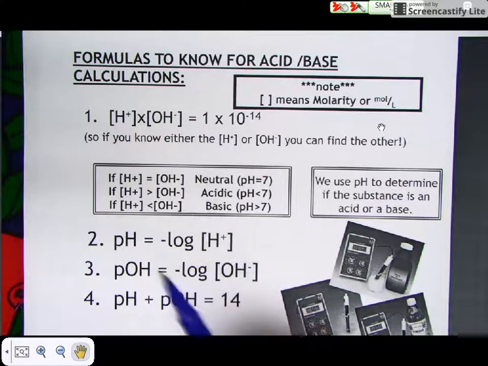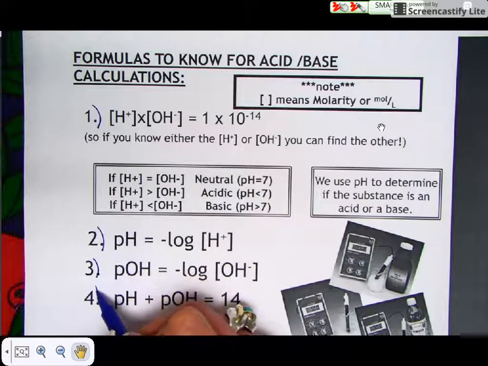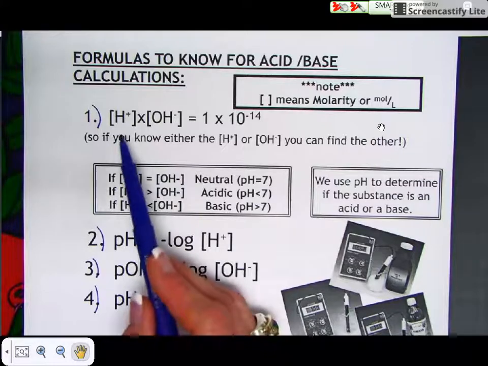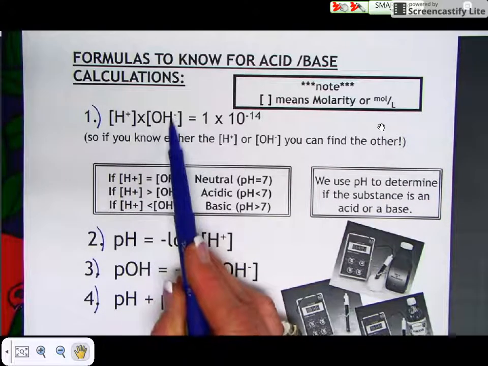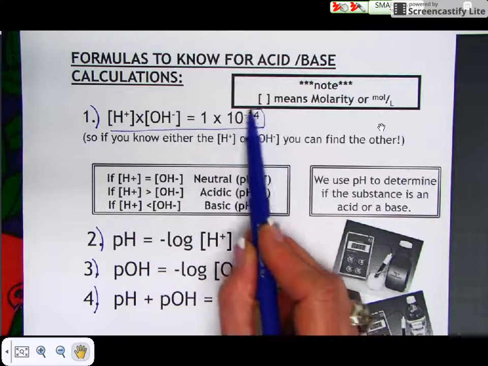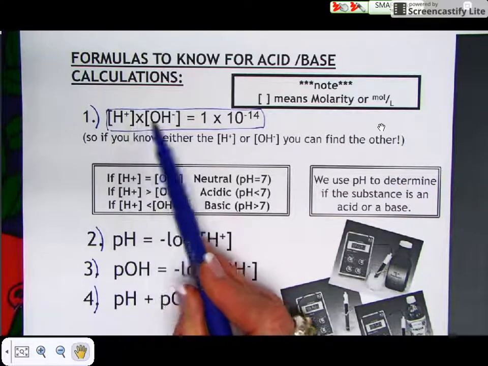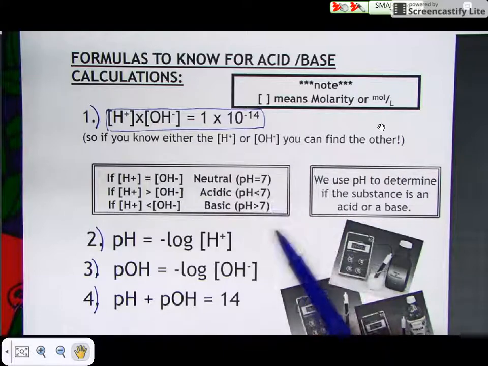But the formulas we need to know that we're going to be working on Monday in class are numbered here 1 to 4. Hydrogen ion concentration times the hydroxide ion concentration will always equal 1 times 10 to the negative 14. This is a formula we need to memorize. So if you know either the H or the OH concentration, you can always find the other using this formula.